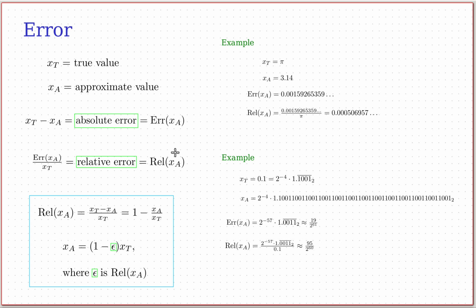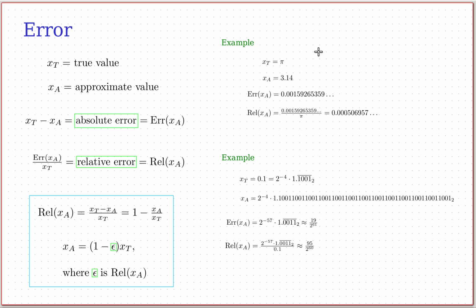Let's see, here's some useful relations among these quantities. So for example, you can rewrite the relative error by replacing the absolute error by x sub t minus x sub a, and then splitting this up into two fractions. x sub t over x sub t is 1, and then x sub a over x sub t. So the relative error can be thought of as 1 minus x sub a over x sub t. If you denote the relative error by epsilon here, then you can solve for x sub a in this equation, and you get that x sub a is equal to 1 minus epsilon times x sub t. So 1 minus epsilon is the ratio of x sub a over x sub t.